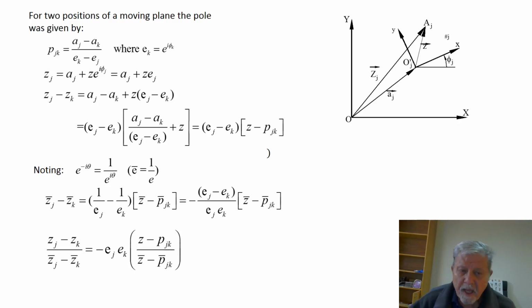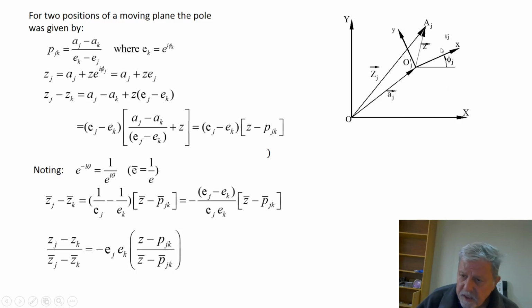Now, remember, for two-position synthesis, we derived the equation for a pole Pjk. Pjk is equal to Aj minus Ak over Ek minus Ej, where as a shorthand, Ek is equal to e to the i phi k. Aj is the vector showing the origin of the moving plane, and phi j is the angle the moving plane makes with respect to the positive x-axis.